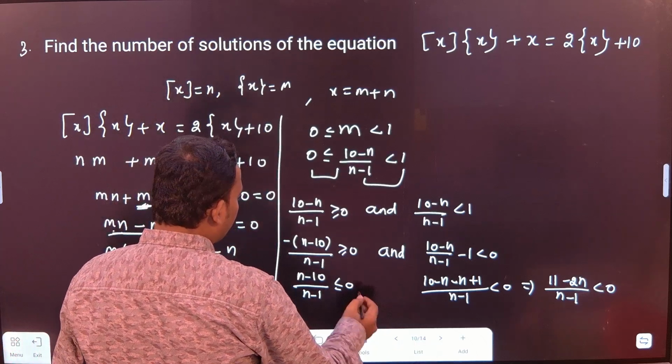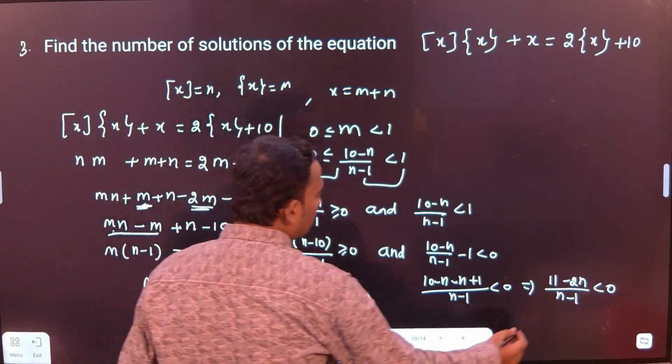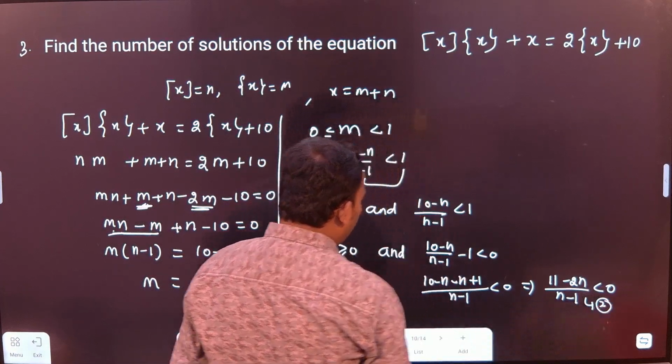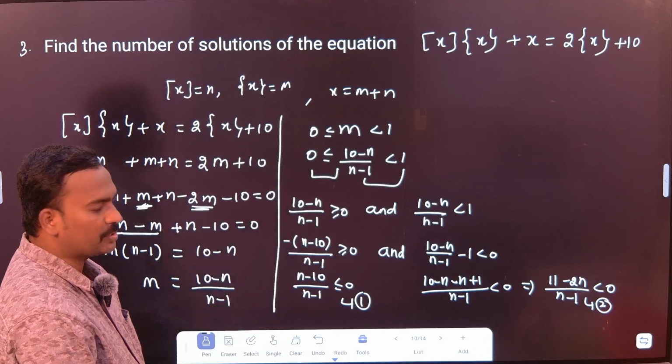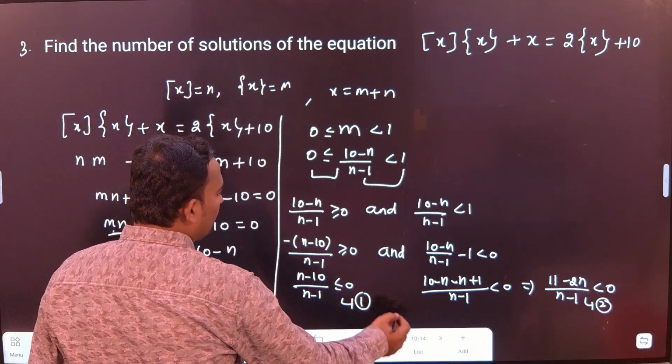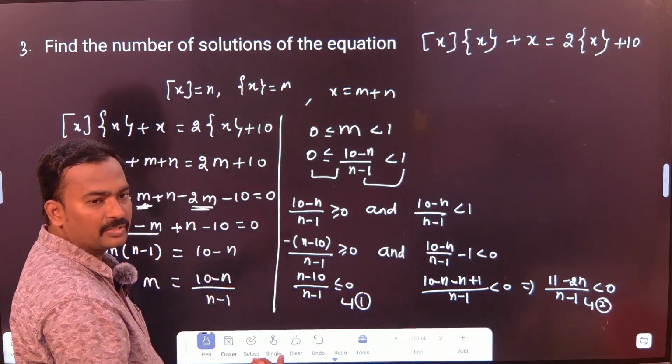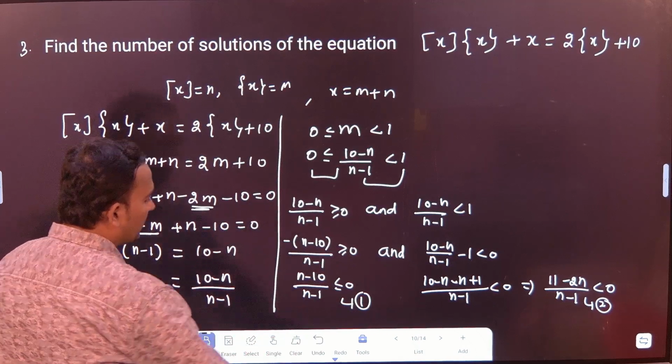Now you can take these two. Let's take this as 1, this as 2. You can compare these 1 and 2 right here. You can take the 'and' there. Now you have to take the intersection. Then you can find the n values, right?